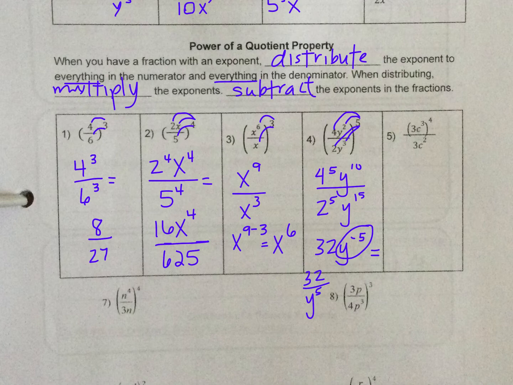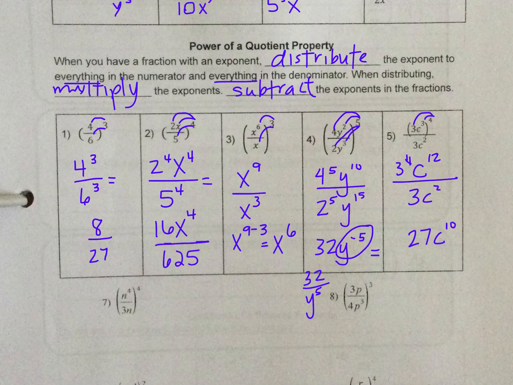All right, I put this one on here to trick you because you only distribute this little 4 to everything inside the parentheses. So it would just be this top stuff. 3 to the 4, c12, and then 3c squared stays the same. If you do 3 to the 4th divided by 3, you get 27. 12 minus 2 is 10.